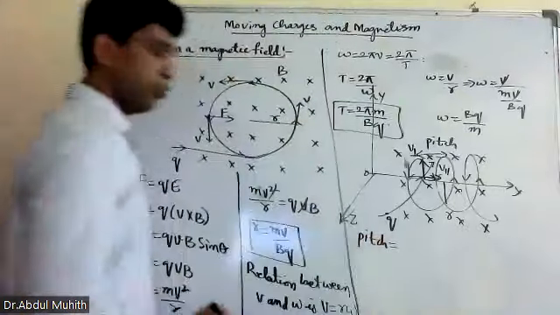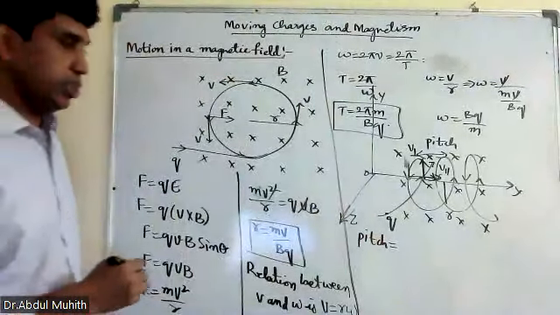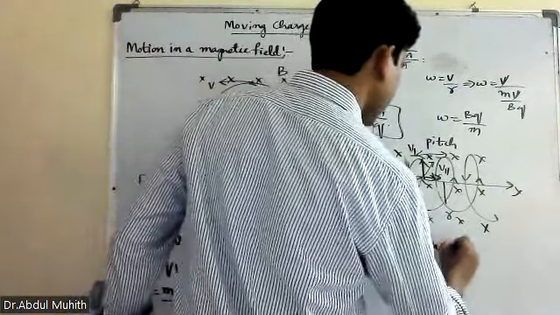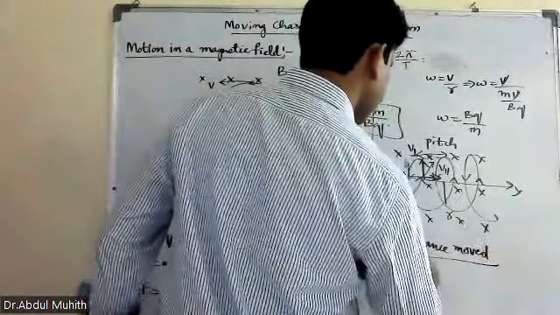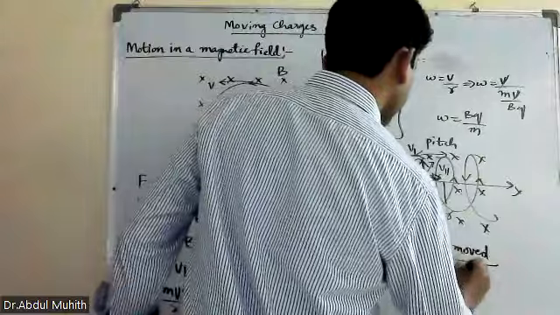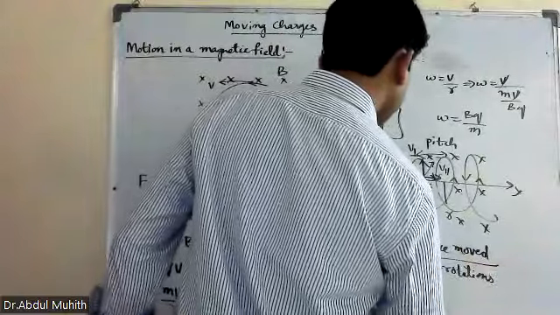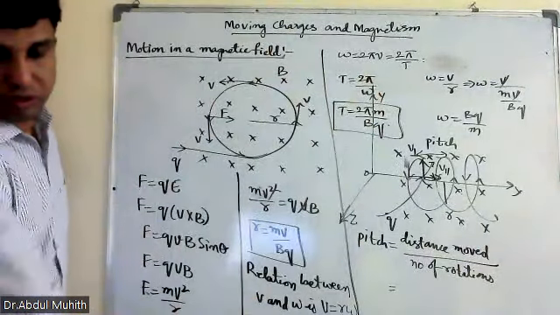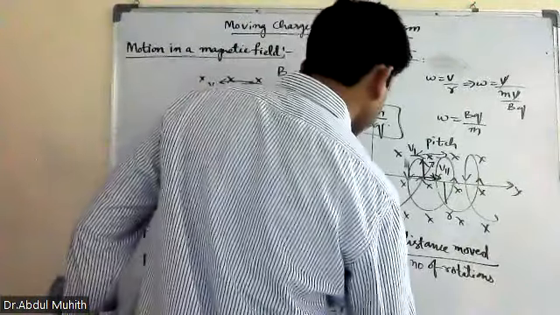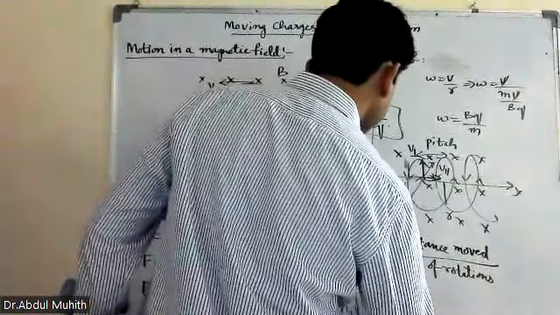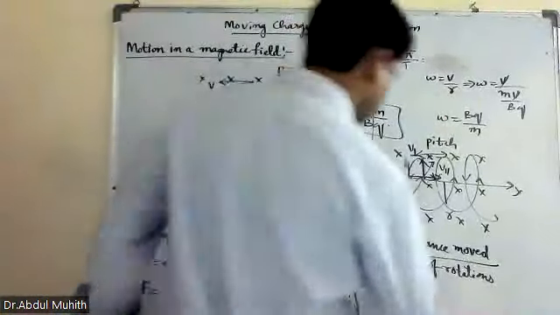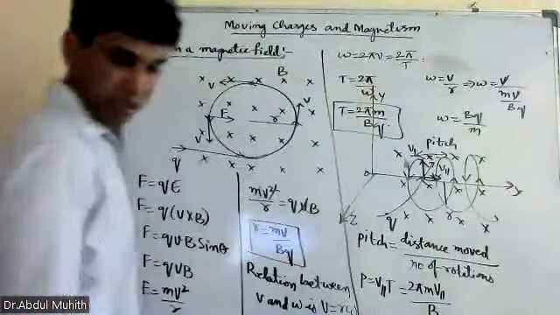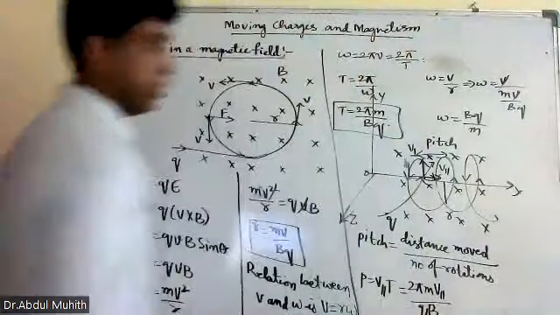Pitch is equal to the distance between two turns. Distance between two turns is said to be the pitch. Pitch is equal to distance moved in the number of rotations. This comes from the screw gauge actually. So pitch is equal to V parallel into capital T. Here we have 2 pi m into V parallel divided by Bq. This is the formula for pitch. Is that clear, all of you?